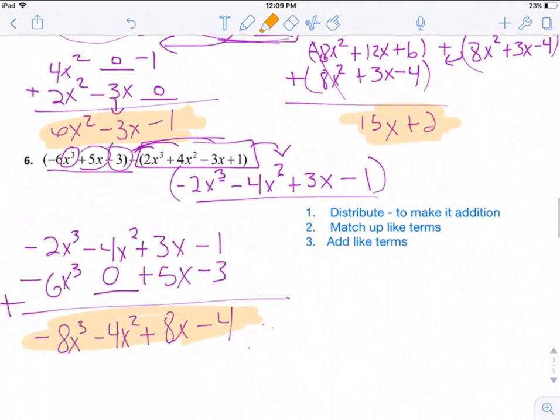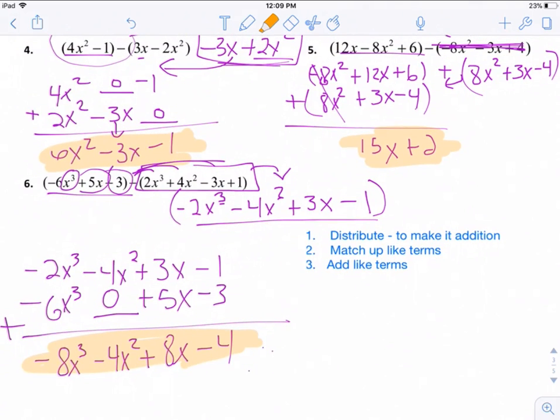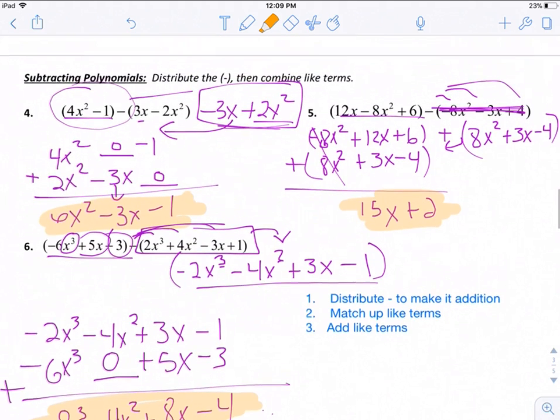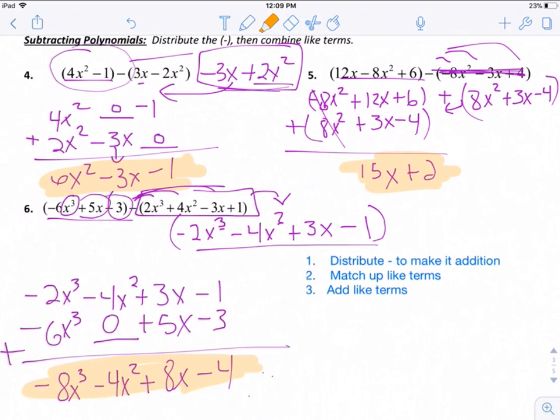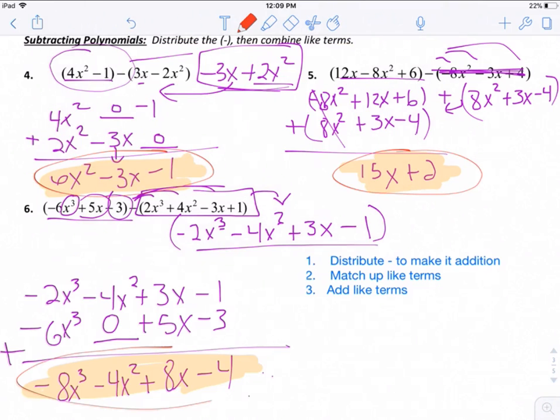So first things first, again, distribute the subtraction sign to make an addition, and then write both in standard form, match up like terms, and then you add the like terms. This one's pretty difficult. I would rewind it to the very beginning. Try to do it on your own by writing it on a piece of paper, step by step. If you do not get these same answers right here, then look to see where you might have made a mistake and try it again.